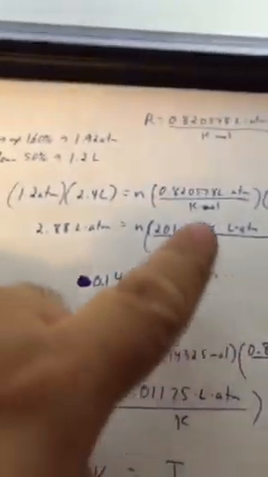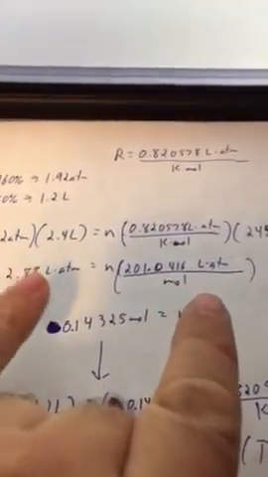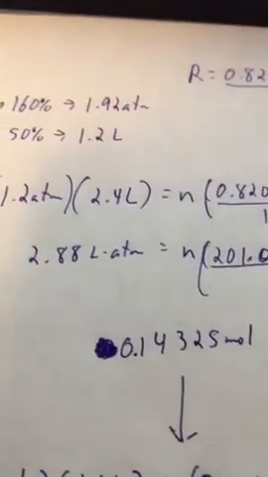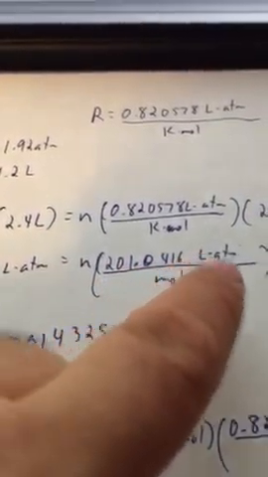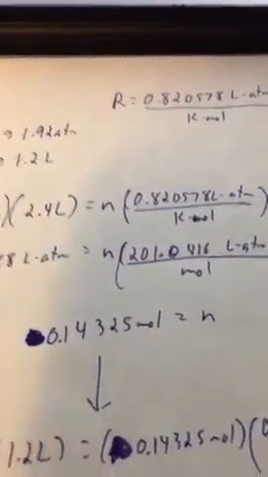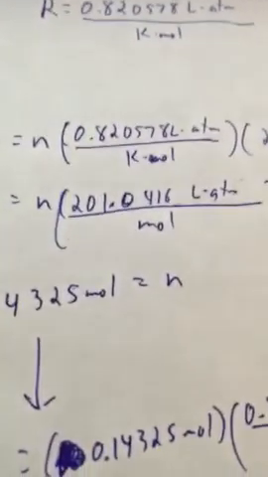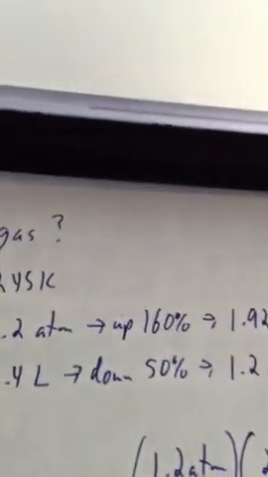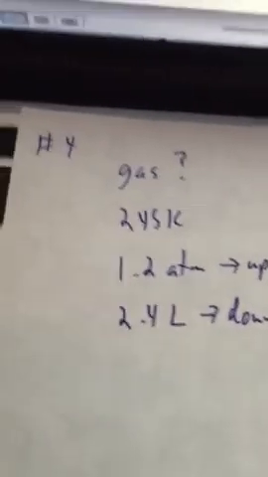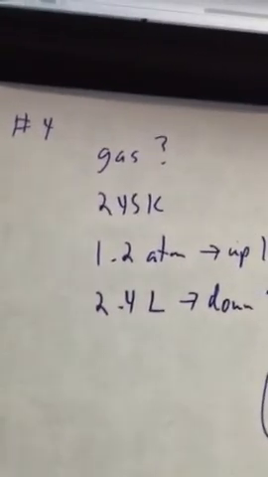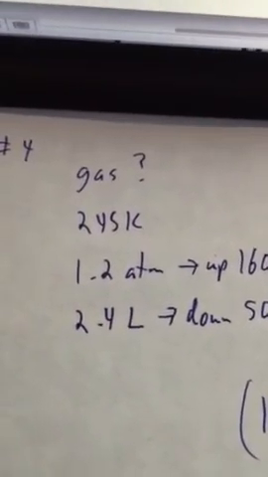You divide what's left over here from both sides. And the liter atmospheres and liter atmospheres cancel, putting the moles on top. You get 0.14325 moles is equal to our N. And that is before the problem even started. That's just solving for the number of moles that we were not told in the beginning.